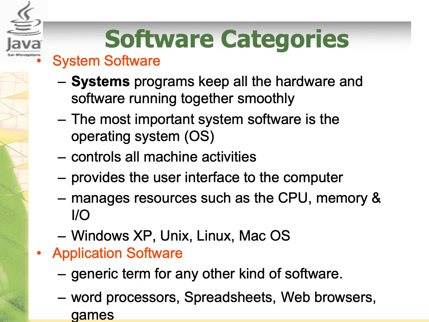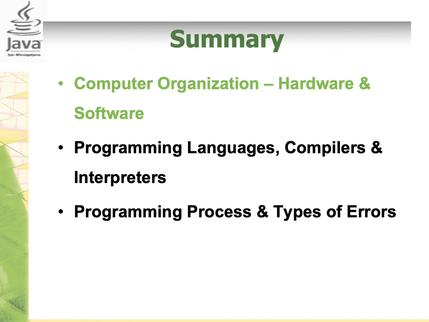Application software is the generic term for any other kind of software. For example, we have word processors, spreadsheets, web browsers, and any other applications such as games. To summarize, so far we have covered the computer organization where we have looked at the hardware and software parts of a computer. In the next part, we will look into programming languages, compilers and interpreters, and also the programming processes and different types of errors.